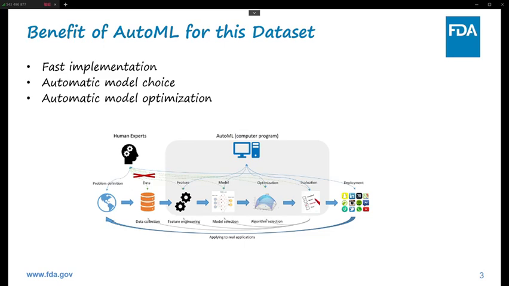But with AutoML, we have a very fast implementation of machine learning because the program of AutoML itself helps solve the problems of feature engineering, modeling, optimization. Those processes no longer need human intervention. So for AutoML, human experts only need to do data pre-processing and the last step, which is deployment.